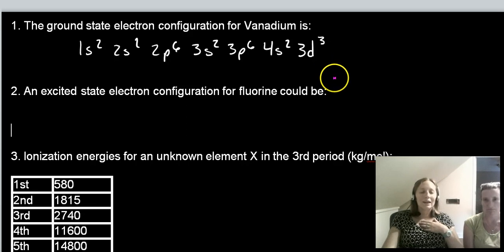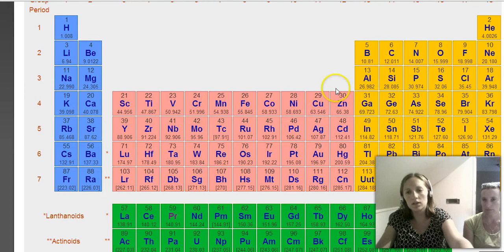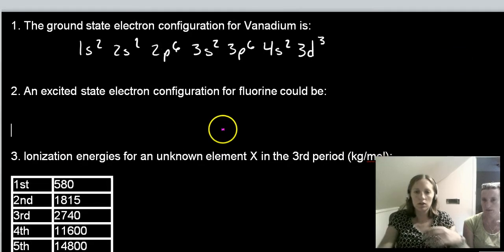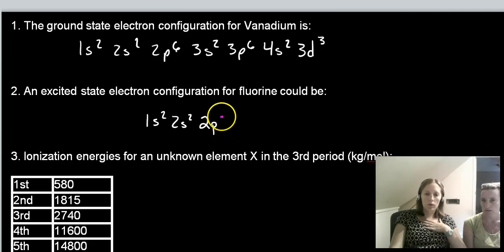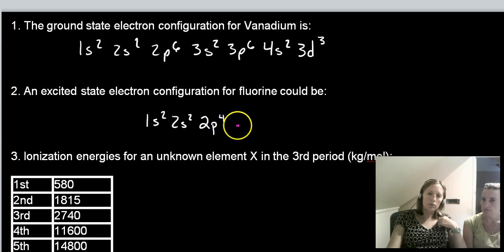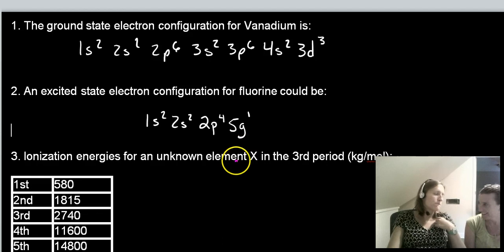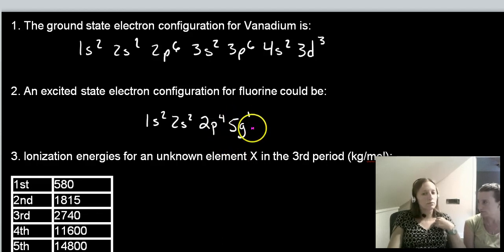That's that one. An excited state electron configuration for fluorine could be, well, where's fluorine? There's fluorine. Goes up to 2p5 in general, but he's excited. So 1s2, 2s2, 2p. So let's say one of his 2p electrons got excited. So he was going to have 5, but now he's got 4. And what do you suppose he's jumped up to? Maybe he got really, really excited and he's at like 5g or something. Whee! Okay? Could be really anything above the energy level 2p.